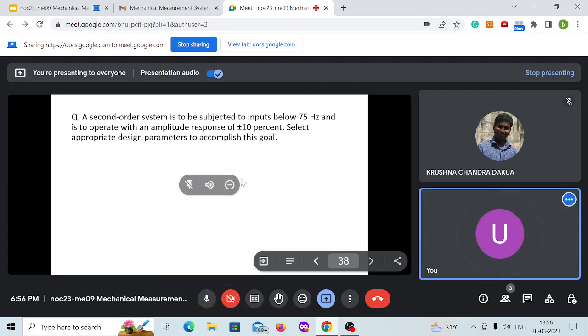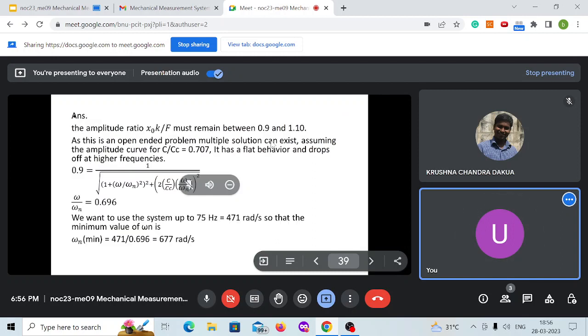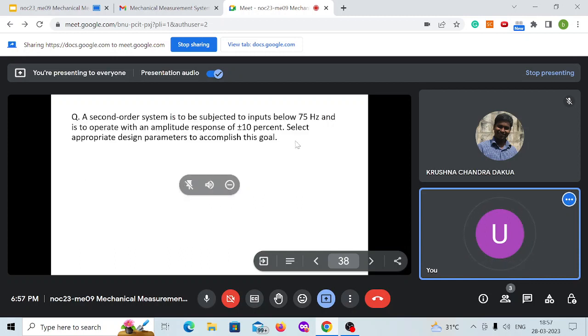Sorry, I made a mistake. We have to find out the natural frequency of the system. We'll go over the solution. In this case, the amplitude ratio, assuming this is similar to a spring mass system, so that x naught k by f must remain between 0.9 and 1.10. So we know that the amplitude ratio should lie between plus or minus 10%. That's what we have been asked.